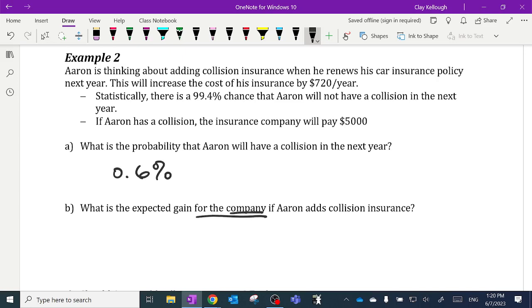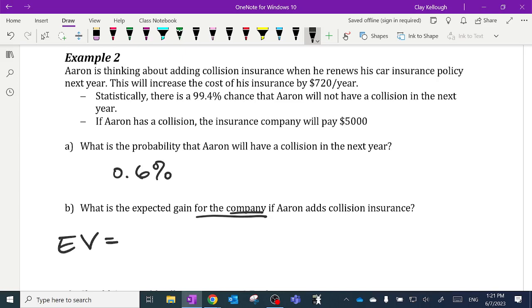So a win for the company is that Aaron doesn't get in an accident. You're probably thinking, well, isn't that a win for Aaron too? Well, yes, because nobody wants to get in an accident. But that's definitely a loss for the insurance company because now they have to pay for the insurance that Aaron bought.